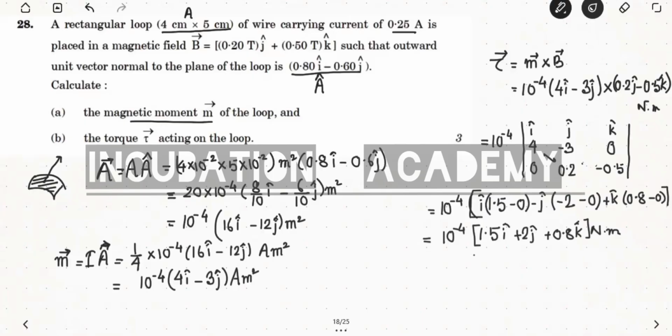So the magnetic moment we have calculated, and the torque acting on the loop we have also calculated.